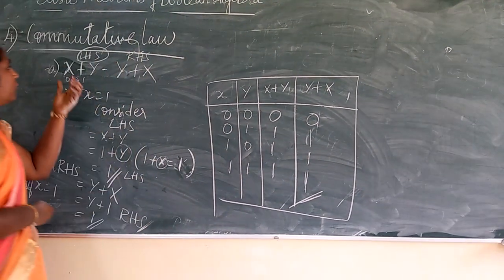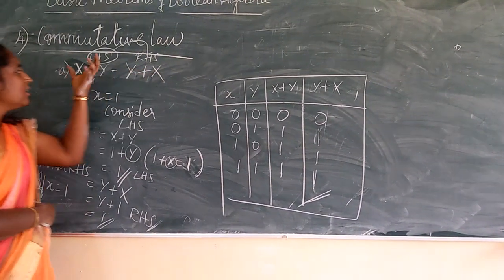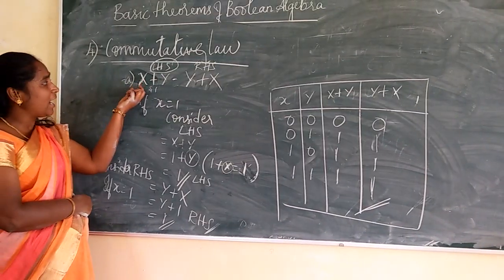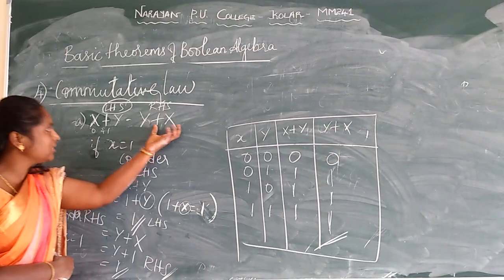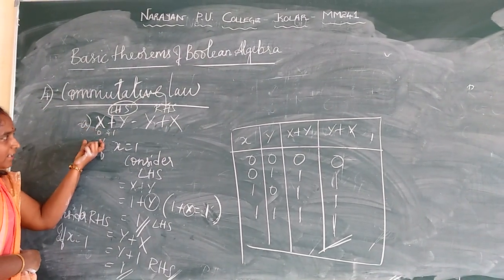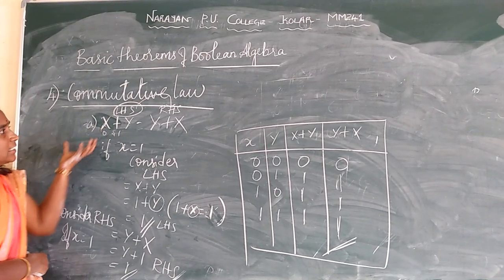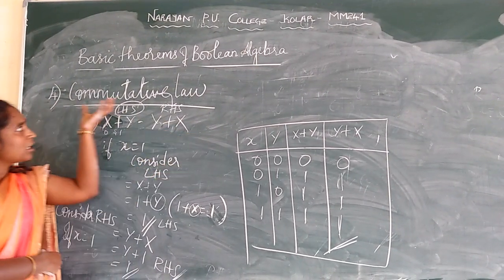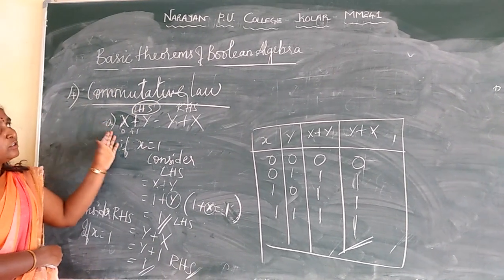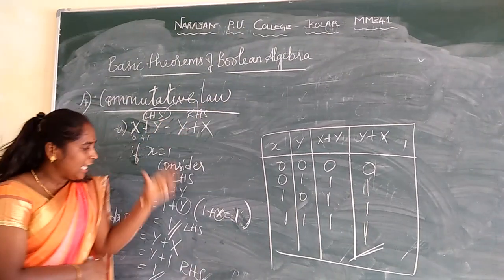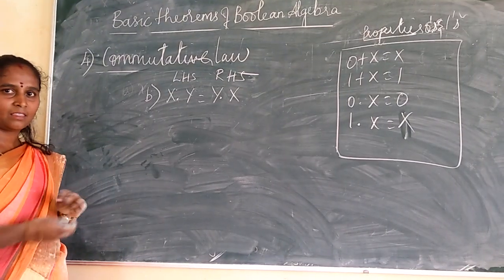So, for every possible value, LHS is equal to your RHS. If you substitute x equals 0, you get the same value as in your RHS. If you substitute x equals 1, then also the LHS is proved equal to your RHS. So the commutative law is proved under your Boolean theorems using Boolean algebra with the help of the properties of zeros and ones.